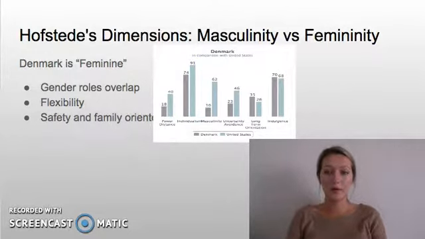As you can see, Denmark ranks among the most feminine cultures, with a low score of 16, which puts emphasis on good relationships, cooperation, and charity. In feminine countries, it is important to keep the life-work balance and make sure that all are included. Safety and family are very important values as well. Often, gender roles overlap in these types of societies.